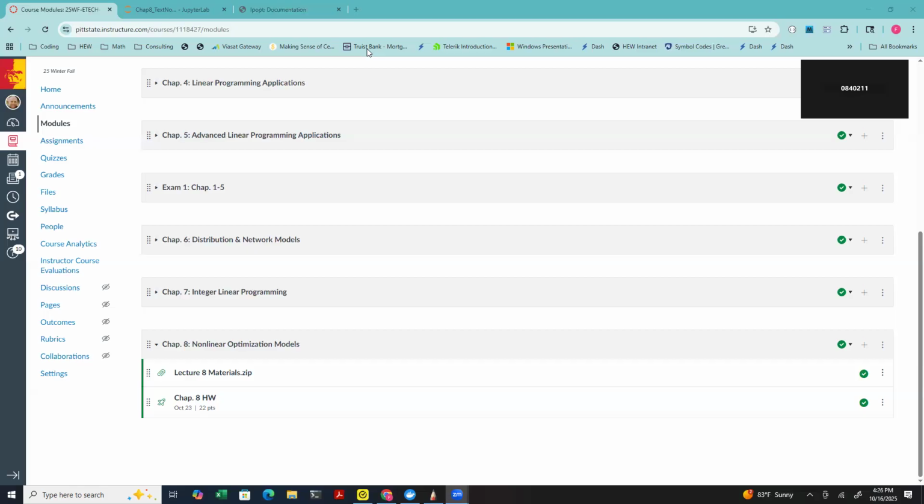And this is the week that changes. This week, we're going to add a little bit of a twist and say, what happens if there is some sort of nonlinearity that I must impose on an objective function or a constraint? What happens to the model? What happens to the computational complexity of that? That's what we'll start looking at tonight. In the textbook, we'll be in chapter 8, nonlinear optimization models.